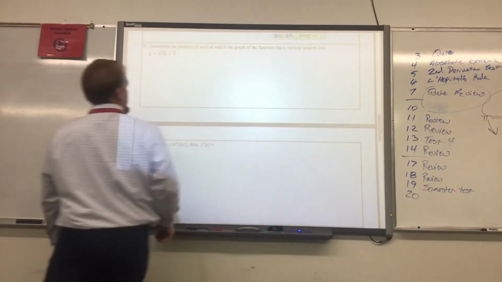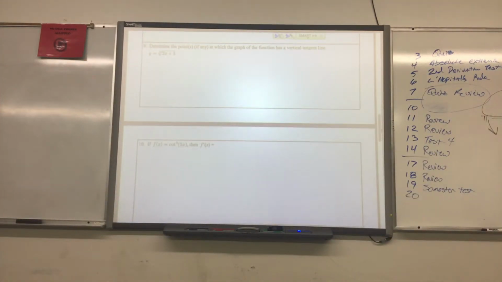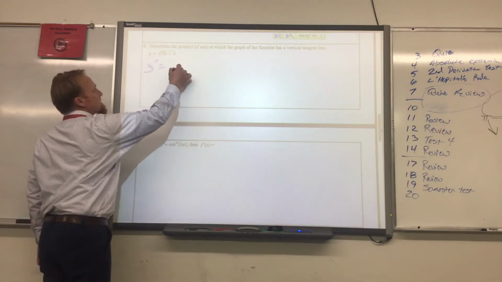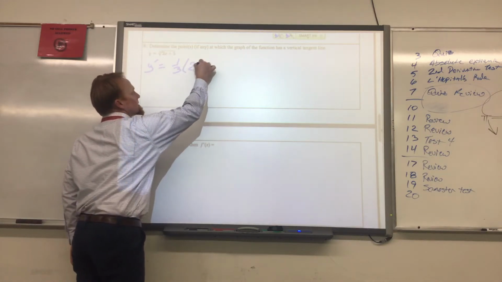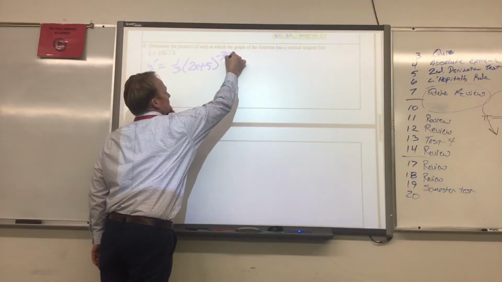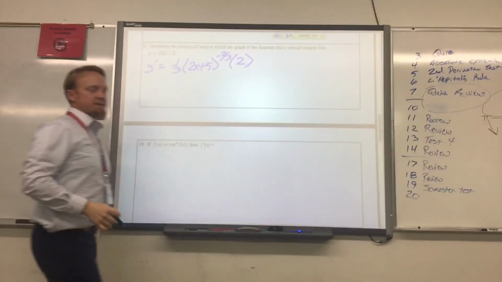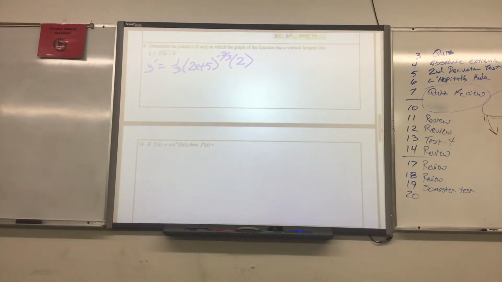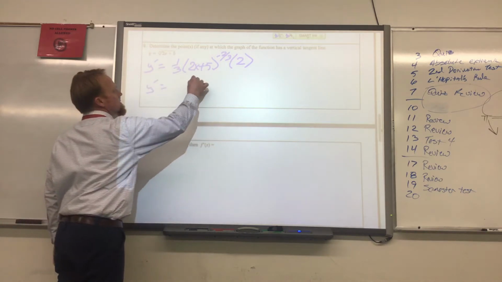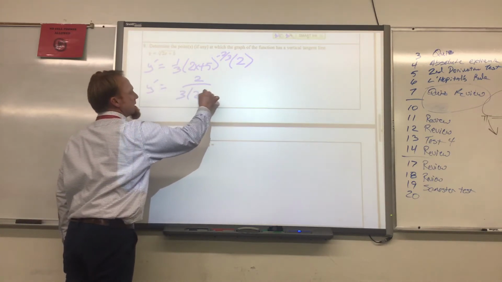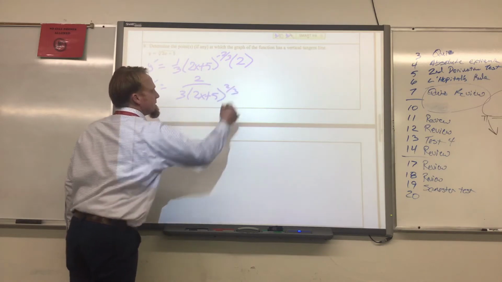All right, determine the points, if any, at which the graph of the function has a vertical tangent line. So what does that mean to me? What has to be a number over 0? The derivative needs to be a number over 0. So I need to take the derivative. So that's 1/3, 2x plus 5, to the negative 2/3. Don't forget to take the derivative of the inside. So we end up with y prime equals 2 over 3, 2x plus 5 to the 2/3.